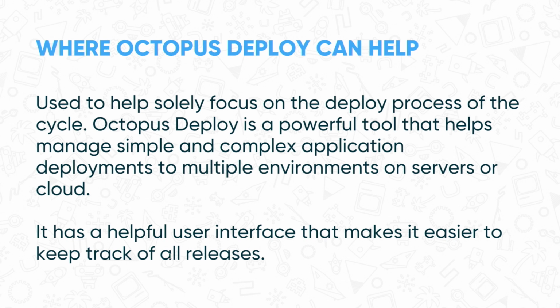Octopus Deploy is a powerful tool that helps to manage simple and complex application deployments to multiple environments on servers or the cloud. It has a helpful user interface that makes it easier to keep track of all the releases. One of the main benefits of using a tool like Octopus Deploy is the visual representation of everything you're doing. It gets hard in deployments to keep track of all the moving parts, and something that has a good user interface helps keep that a bit clear.